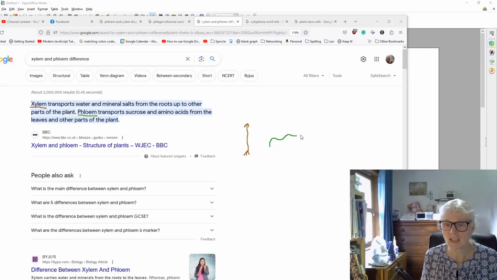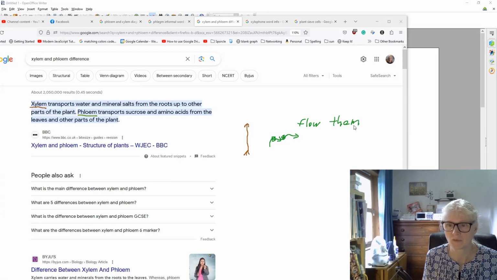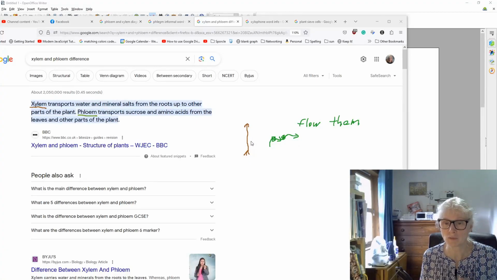various nutrients and water all round the plant in various directions, and there are little companion cells that squeeze the nutrients along, so the phloem flows them. Whereas the xylem just uses capillary action to take the water up through a thin tube.